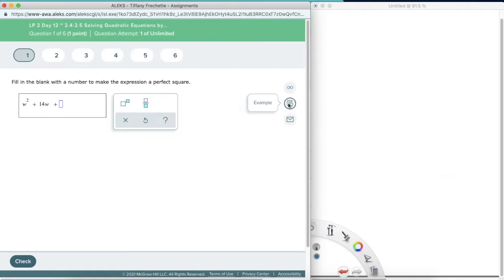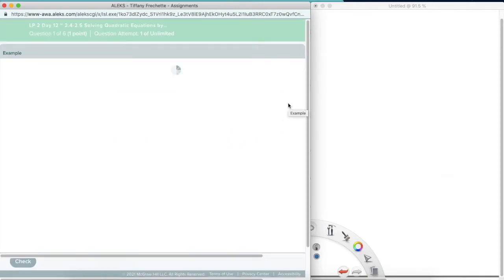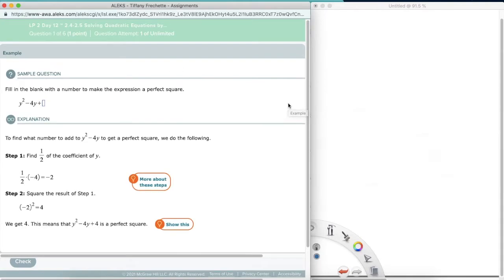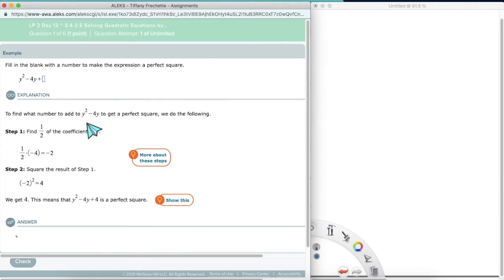You can also click on example. This one just gives you a general example of what you're working on. So this is all about completing the square. And this is a very nice thing because you can come in here really quick and say, okay, this is what I need to do to complete the square. It says to find what number to add to 2y squared plus 4y to get a perfect square, we do the following. Find half of the coefficient of y. The coefficient of y is the number right in front of y here. So you find half of it, and then you square that number. And that's what you add on to the end.